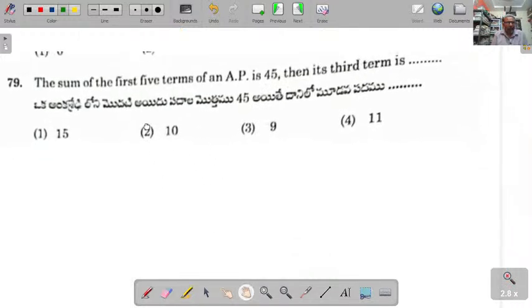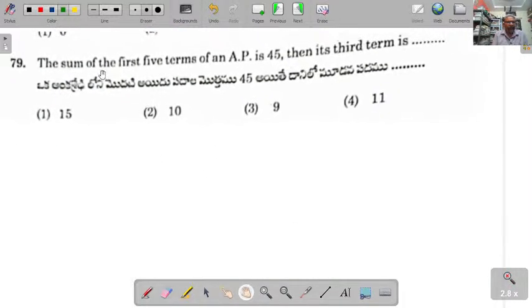First of all, read the question carefully. The sum of the first 5 terms of an AP is 45. Then find its third term. So just think, I shall give you 2 minutes. Are you able to solve this question? See, very logical question.